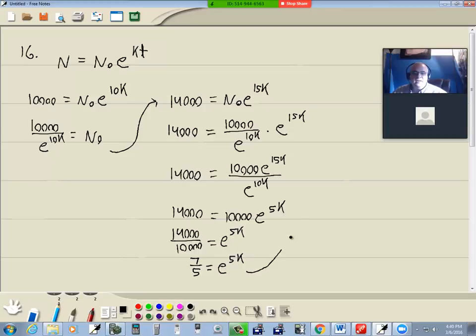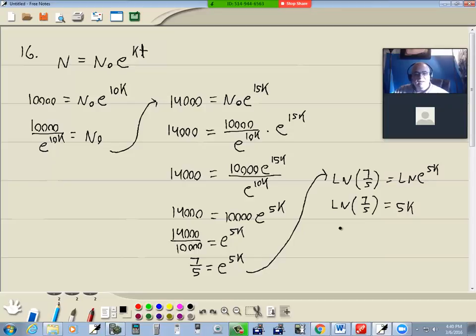Now we need to solve for k, so we'll take natural log of both sides now. So I got natural log of 7/5 is equal to natural log of e to the 5k, which gives us natural log of 7/5 is equal to 5k. And then you divide both sides by 5, and you get k is equal to natural log of 7/5 divided by 5.